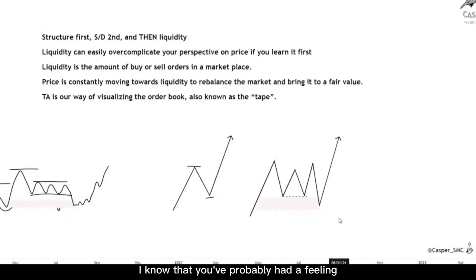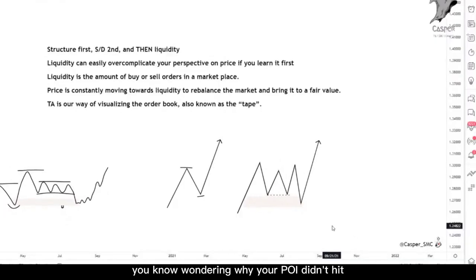I know that you've probably had a feeling where you watch this happen and you say, oh, dude, I had the wrong POI. It went for the fair value gap. You're looking through 25 different time frames, wondering why your POI didn't hit, and then you force the narrative that you want and you go long right here. Then you get stopped out. Price goes where you wanted it to. So this can happen to people even that are aware of these concepts.